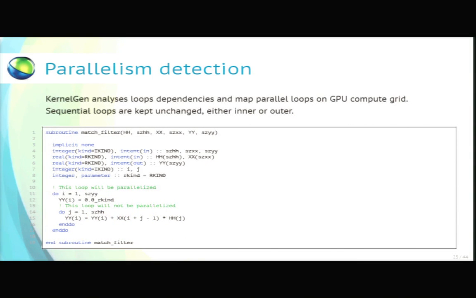Please note that we are not using any kind of directives or annotations. We receive code as it is, and it may contain both parallel and non-parallel loops. For example, in this case, we have the outer loop parallelized and the inner loop not parallelized because it is a reduction. Technically, it would be possible to parallelize the reduction, but at the moment, we are not supporting it.